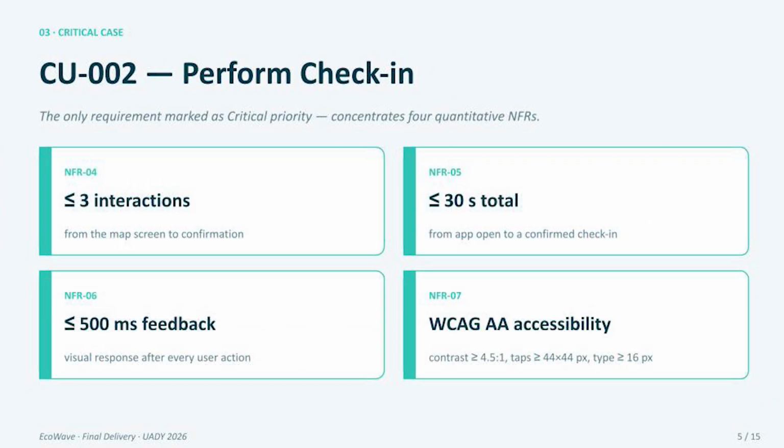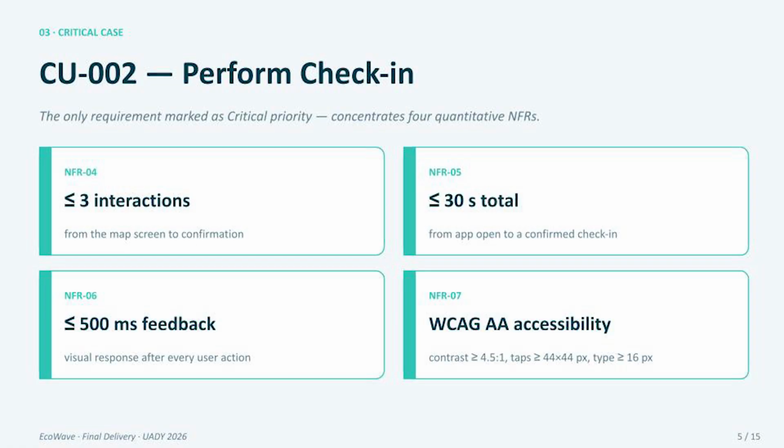Out of 8 user requirements, only 1 was marked as critical. This requirement stated, confirm attendance through check-in. From it derived use case CU002, perform check-in, which alone concentrates the 4 quantitative non-functional requirements you see here.